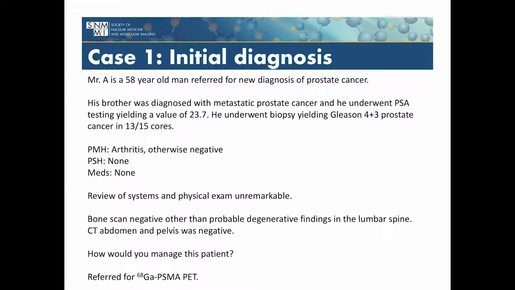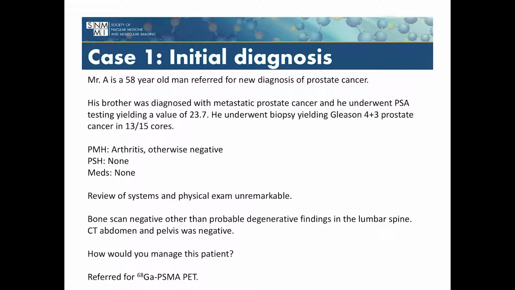He then underwent an ultrasound-guided biopsy by a urologist, yielding a Gleason 4+3 prostate cancer in 13 out of 15 cores. So this is aggressive-looking prostate cancer based on the Gleason scoring and then also the pretty extensive volume of disease based on the number of positive cores. The past medical history, he has some arthritis but is otherwise negative. Essentially a healthy person, no prior surgeries or medications, and review of systems and physical exam were otherwise unremarkable.